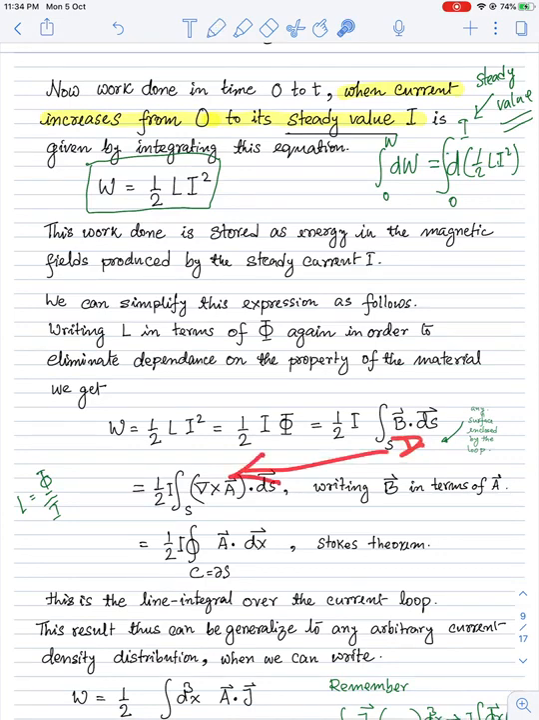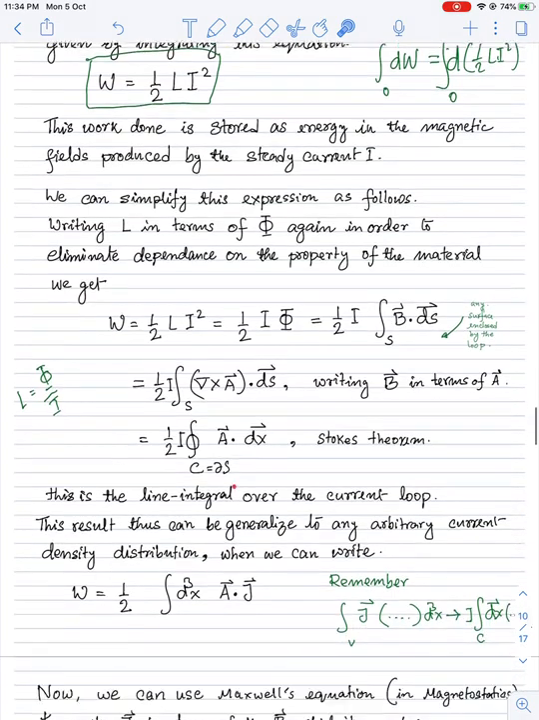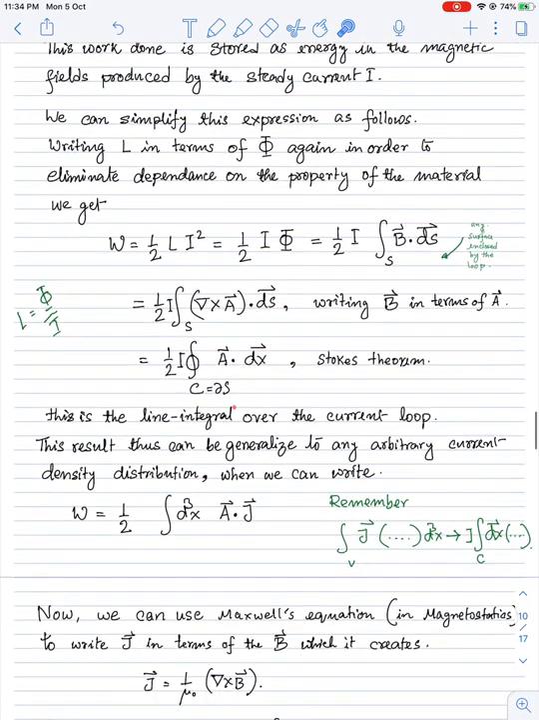Now again this B you can write as curl of A, because that by definition is the expression in terms of the vector potential. Once you write it as a curl of A, you can use Stokes' theorem to write it as a line integral. So essentially the work done reduces to half of I times the line integral of the vector potential of the magnetic field. That is the work done.